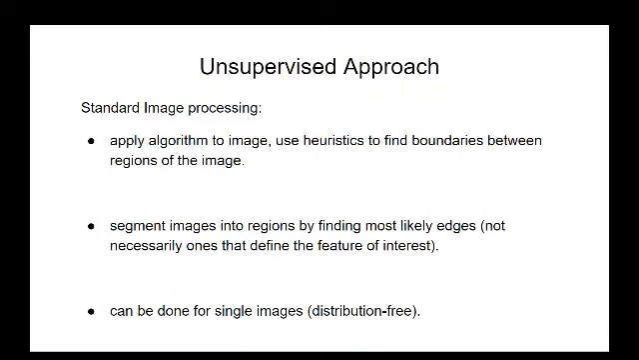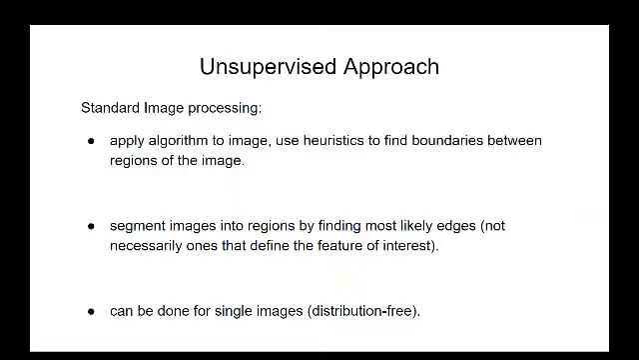So we tried two approaches. And the first approach we tried was the unsupervised approach. And this is analogous with standard image processing. So people who use ImageJ are familiar with these types of algorithms. The basic process here is you take an algorithm and apply it to an image. You can apply it to a single image, you can apply it to multiple images. But in any case, you use heuristics or simple rules to find the boundaries between regions of an image.